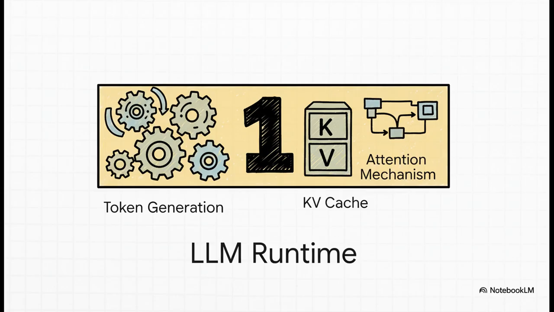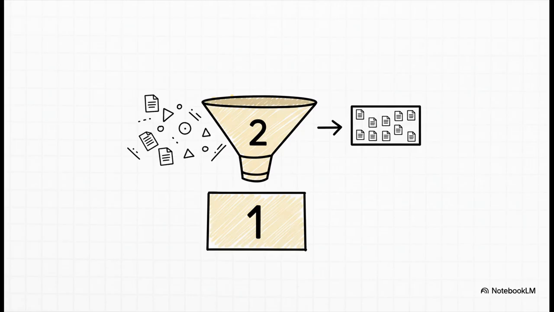At the very bottom, the foundation, you have layer 1, the LLM runtime. This is the engine room, right? This is where tokens get generated and where that low-level KV cache we talked about lives. Sitting right on top of that is layer 2, the context manager. This is the part that's responsible for just assembling the prompt for a single turn of conversation.